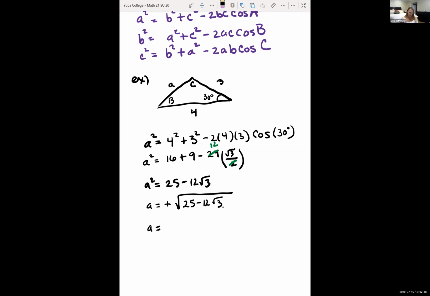25 minus 12 square root 3, all in parentheses. So we get approximately 2.05. Yeah, they rounded to the hundredths.